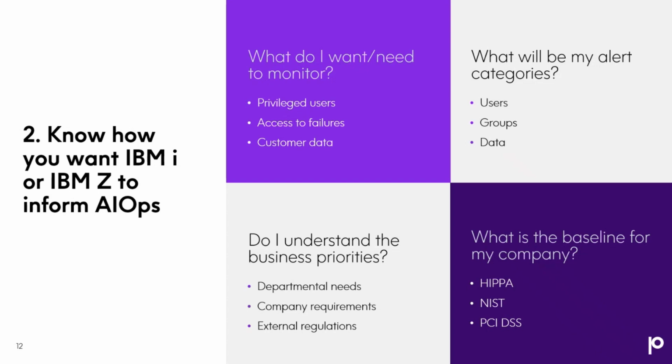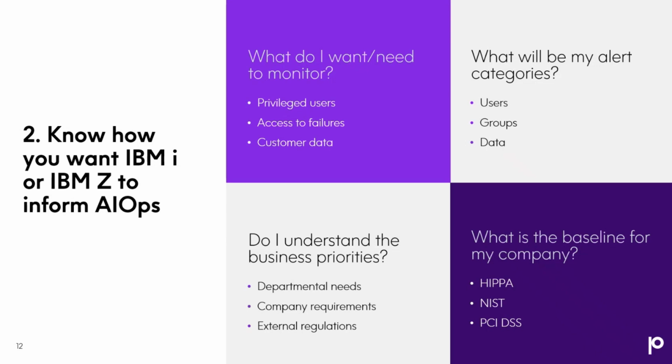And I think that's where a lot of challenges actually start: people aren't asking those basic questions. Like, what do you want or need to monitor? Is it users? Is it access failures? Is it specific customer data? What's going to be in my alert categories? What other areas am I bringing in intelligence to understand how these systems are performing? Is it users? Is it groups? Is it data? Do I understand the business priorities?